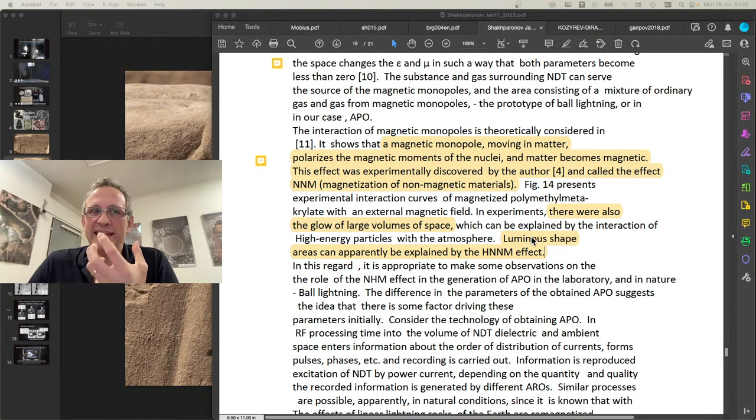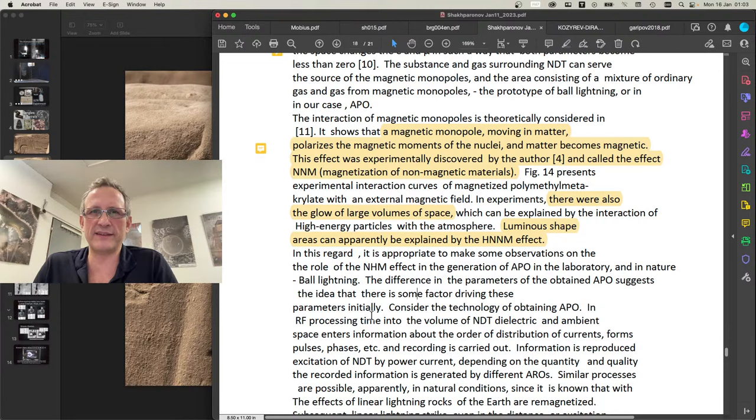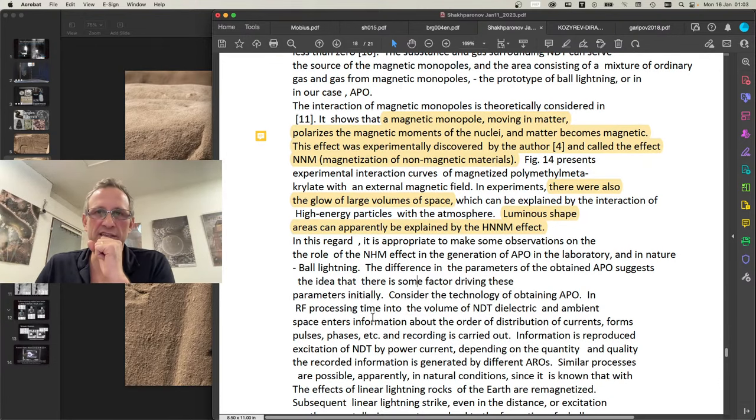And this is key in the LENR process of carbon arcs underwater, the importance of oxygen in there, and the importance, it's because of these monopole structures that are synthesized. Okay, and it's also relevant to what actually causes glow in the far field of ball lightning. So the difference in the parameters of the attained exotic vacuum object suggests the idea that there is some factor driving these parameters initially.